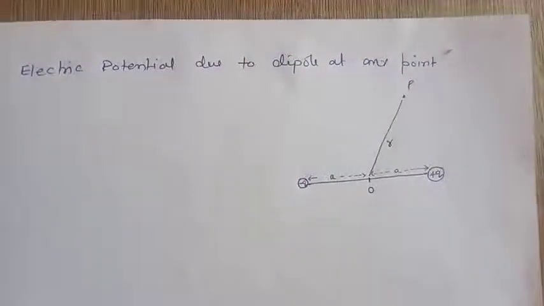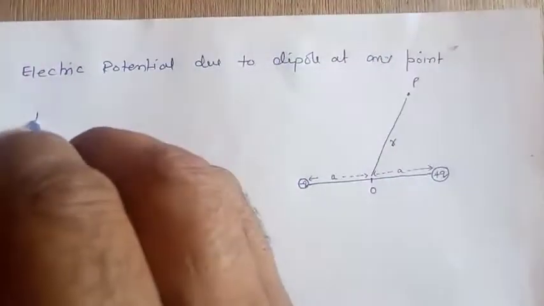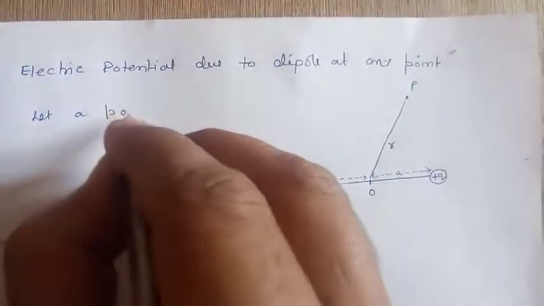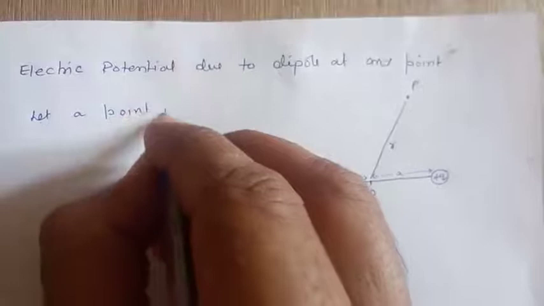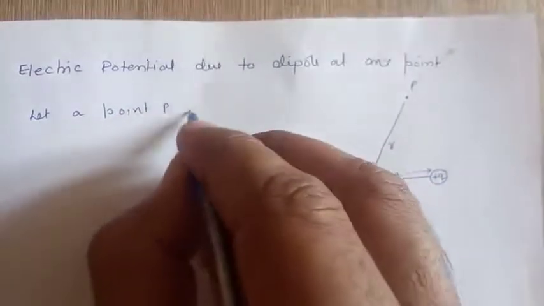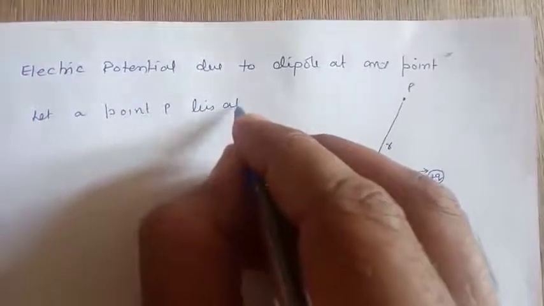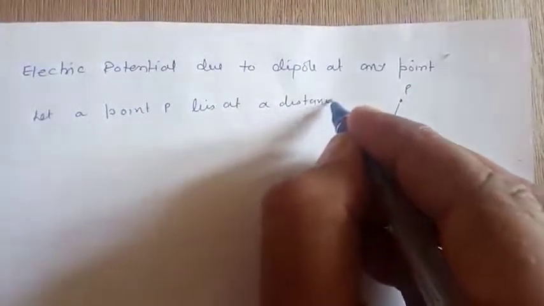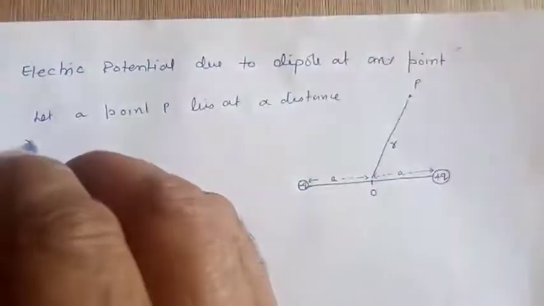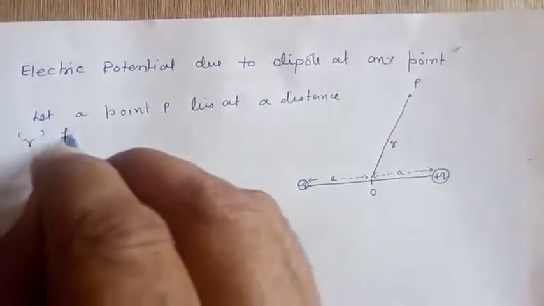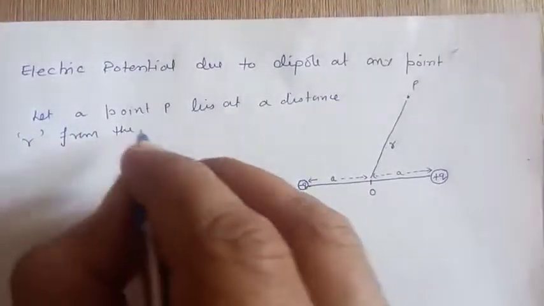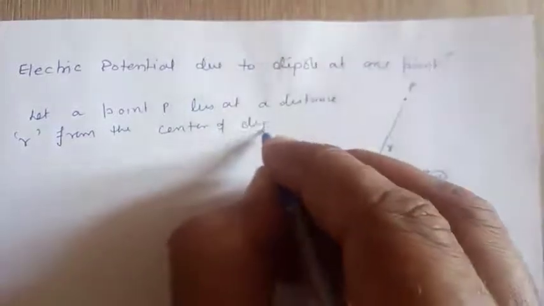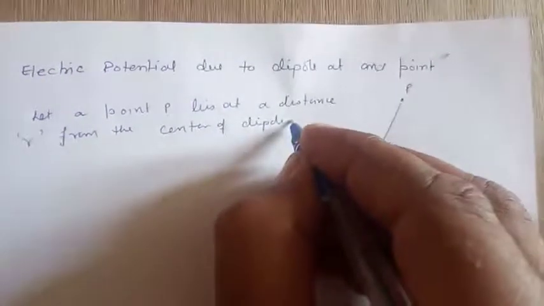So we can write here: let a point P lie at a distance R from the center of dipole, as shown in figure.